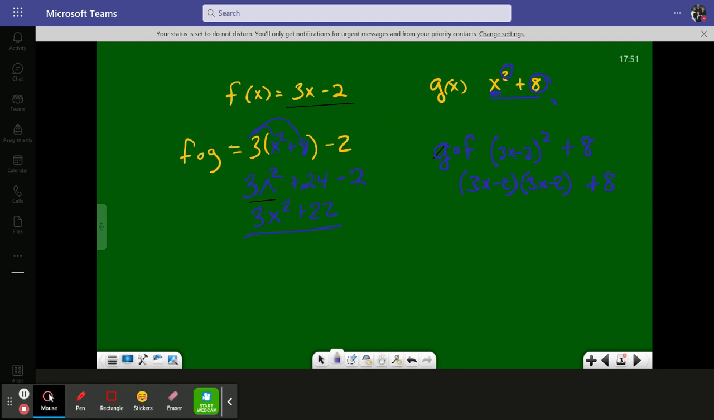So here I've got a FOIL. First, outside, inside, last. 9x squared minus 6x minus 6x plus 4 plus 8. 9x squared minus 12x plus 12. Yes? Uh-oh, what did I do?